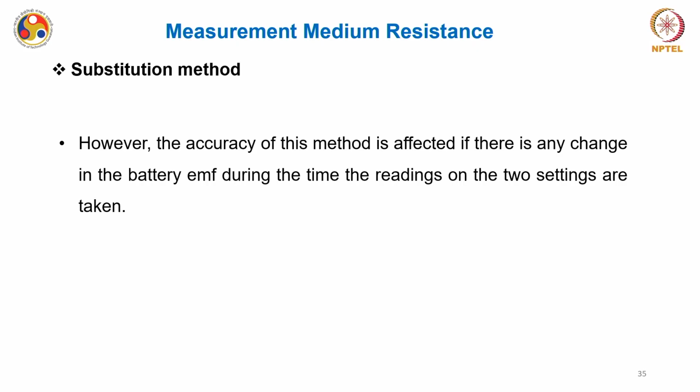However, the accuracy of this method is affected if there is any change in the battery EMF during the time between readings on the two settings. This is the same drawback for a potentiometer kind of arrangement. If there is any change in the EMF of the battery, your potentiometer may also give an erroneous result. So this substitution method is more reliable, but again it relies upon the battery EMF conditions.